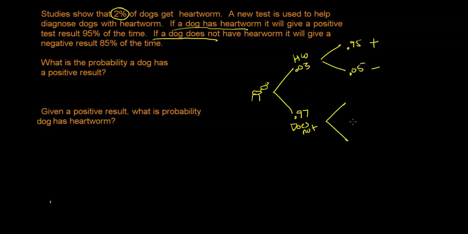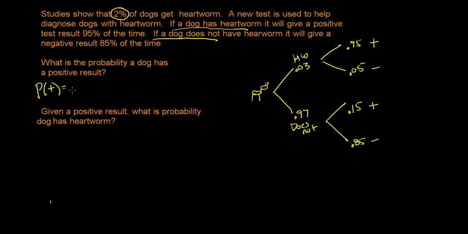It happens. Now, if the dog does not have heartworm, 97%, then there's an 85% chance of a negative result. Complement rule, 15% of a positive result. Once again, that's a false positive. It's telling a dog that they do have heartworm when they really do not. But again, the point I'm trying to make is that these probabilities were on the condition of what came before them. So the question here says, what's the probability the dog has a positive result?